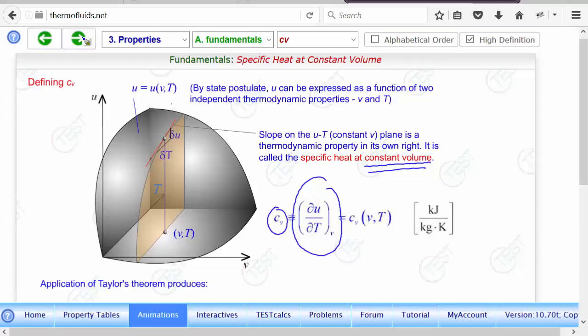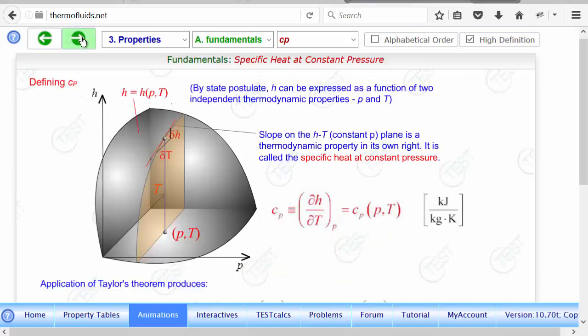Similarly, there is another property called Cp, which is the specific heat at constant pressure, which comes from enthalpy expressed as a function of temperature and pressure. And again, it's a slope. What is Cp? It's how enthalpy changes with temperature when pressure is held constant. So Cp and Cv will become very important properties for us, just like pressure, temperature, V, U, H, S.